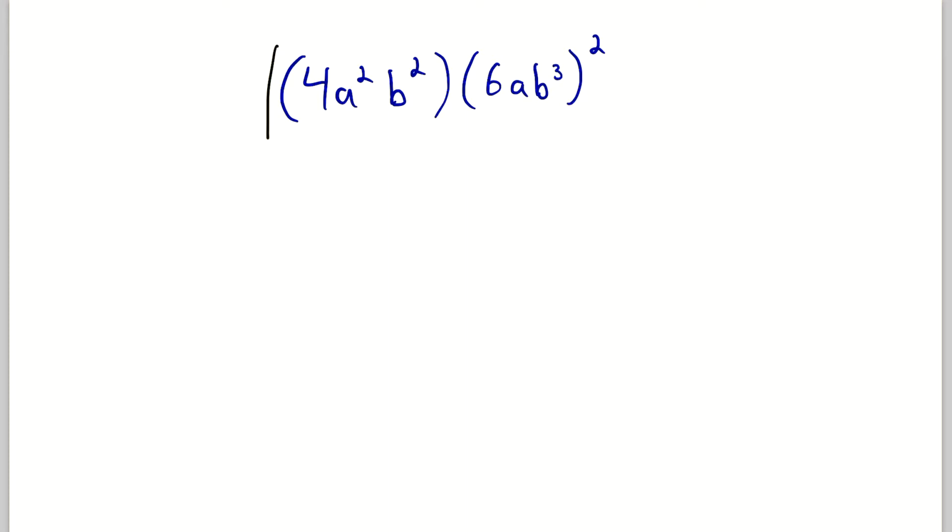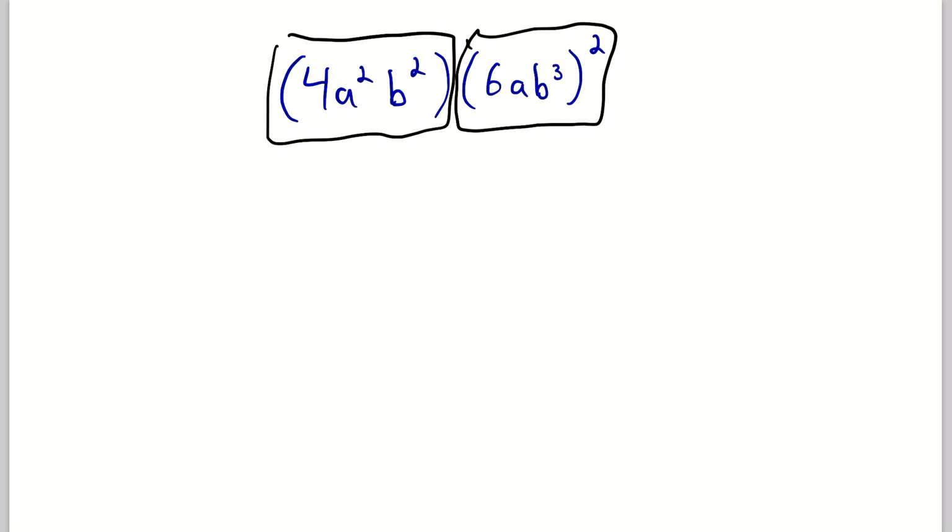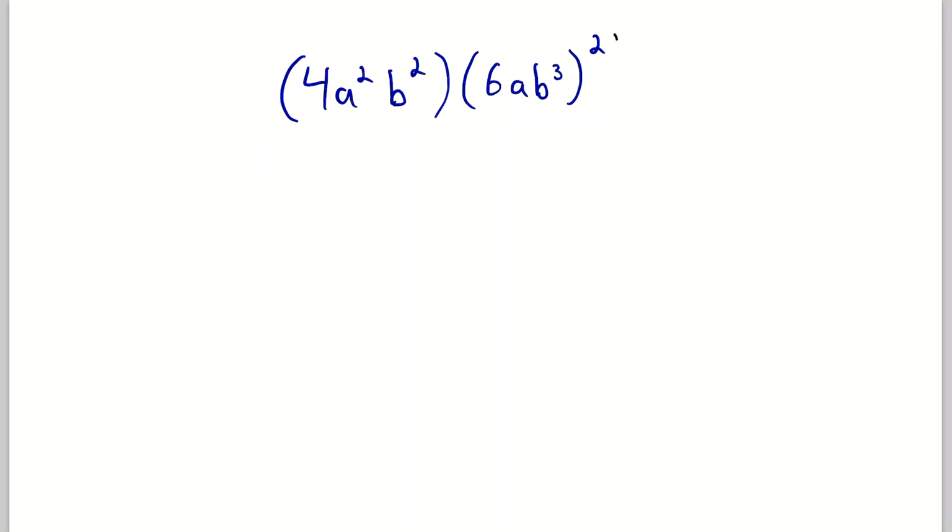Alright, so we've got 4a squared b squared multiplied by 6ab cubed all squared. First thing we're going to want to do is carry out this exponent here. So what do we get when we square 6ab cubed?